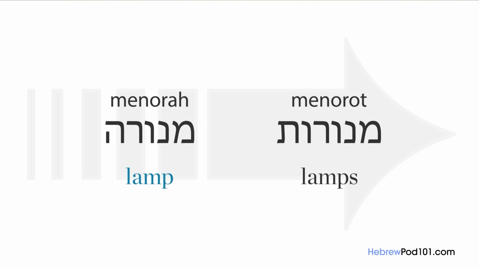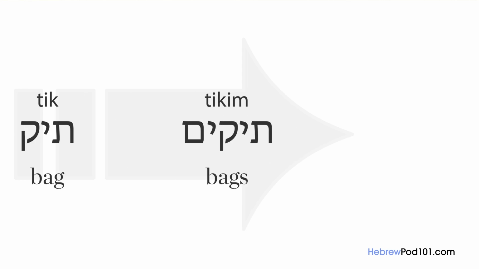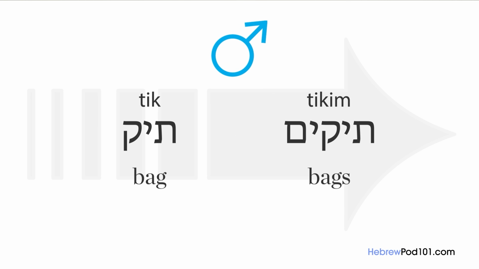First, let's take the word lamp, which in Hebrew is menorah. Lamp ends in hey, so it's feminine. To make a feminine noun plural, we simply remove the hey and add vav taf, ot, and get the word menorot, meaning lamps. Let's do another example with a masculine noun.